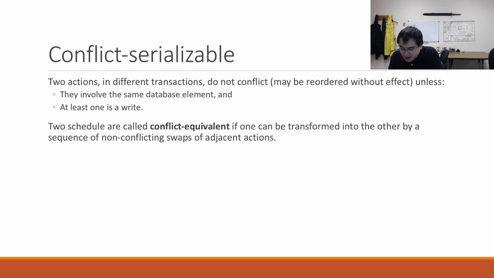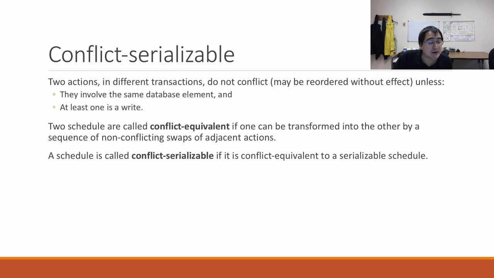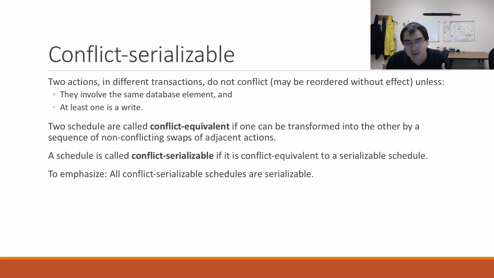And so if I'm able to do non-conflicting swaps to take one schedule to another schedule, it means they basically do the same thing. And this is really important because what we really care about is conflict serializable, which means if I can do these little non-conflicting swaps over a schedule, and if I can eventually turn it into a serializable schedule, it means that the original schedule is serializable. And once again, to emphasize, this is the important thing: for all conflict serializable schedules, meaning I can do these conflict equivalent switches, if I can generate a serializable schedule, then the schedule that I had originally is serializable.